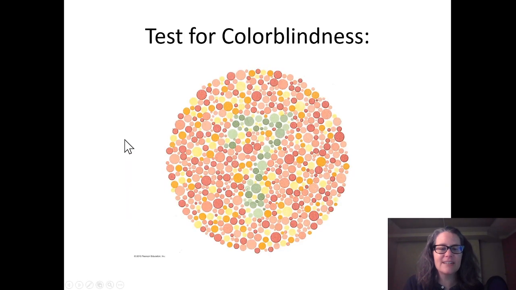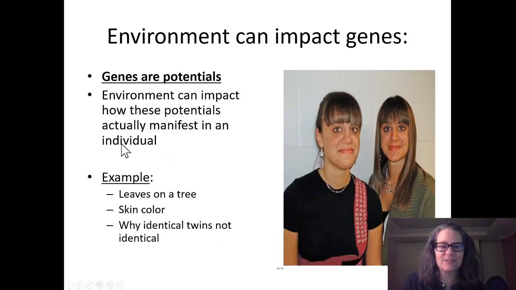There are lots of different tests that you can take, so you can take these online. My boys have both taken these genetic tests, and there are different forms of red-green colorblindness, and my kids know what they are, but you can take these tests to see if you have this as something that's problematic.